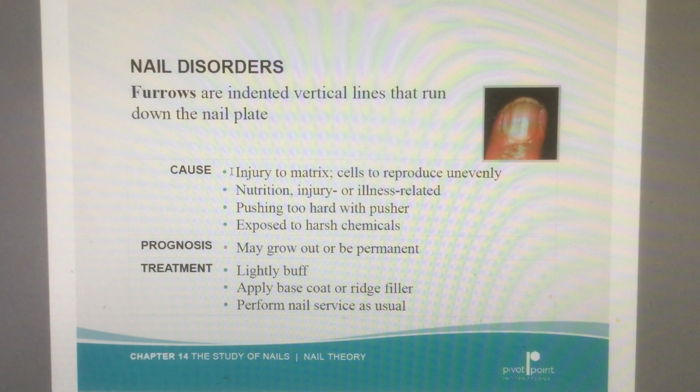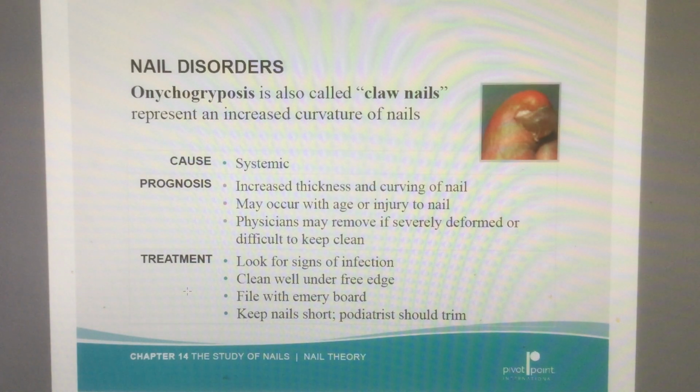Guys, when I see a list this long, you have to keep in mind that when they're trying to figure out what the cause of these nail disorders are, and they give you a list this long, it's usually due to not really having an answer. As far as the prognosis, it may grow out or it may be permanent. And then the treatment, buff lightly, apply the base coat or ridge filler, and perform nail service as usual.